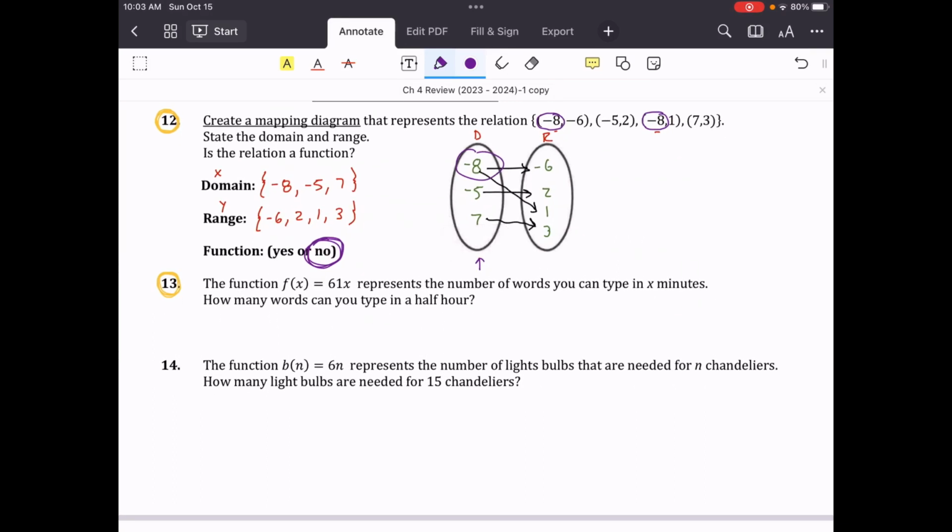All right, next up, question 13. We've got f of x equals 61x represents the number of words you can type in x minutes. How many words can you type in half an hour? Well, remember, half an hour is 30 minutes. So that means in this case, x is going to equal 30. So we're just evaluating. We're plugging in 30 to see what we get. So we've got f of 30 equals 61 times 30, which in this case is going to give us 1,830 words.